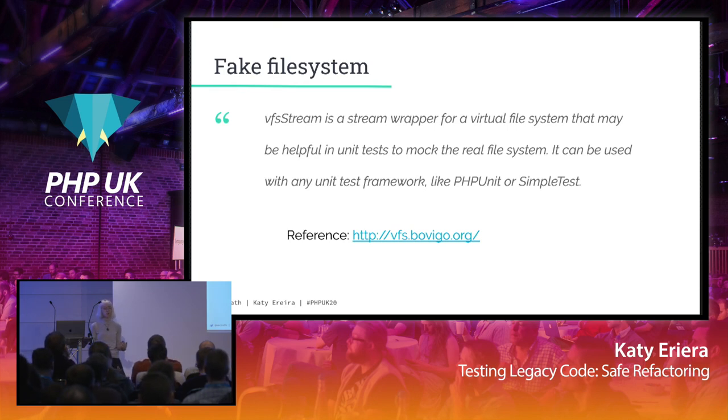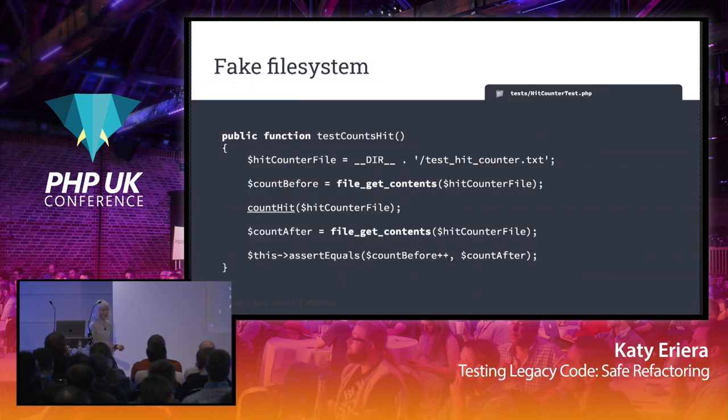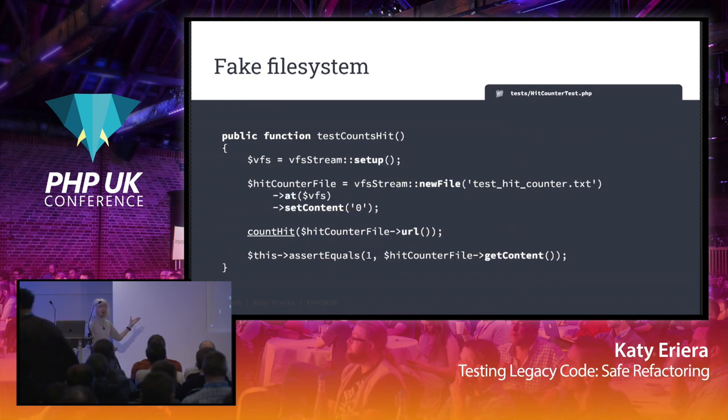And I'm going to introduce a tool today called VFS Stream, which creates a fake or virtual file system. So instead of doing this test hit counter file, we can create a new virtual file stream using VFS Stream::setup. And then we can create a new hit counter file using VFS stream new file, give it a file name, tell it where it wants to put it, which is in the virtual file stream, and we're going to set the contents of that file. And then instead of a string file name, we can pass it hit counter file URL, which behaves in the same way as a file name to any other file on your system, but it's virtual.